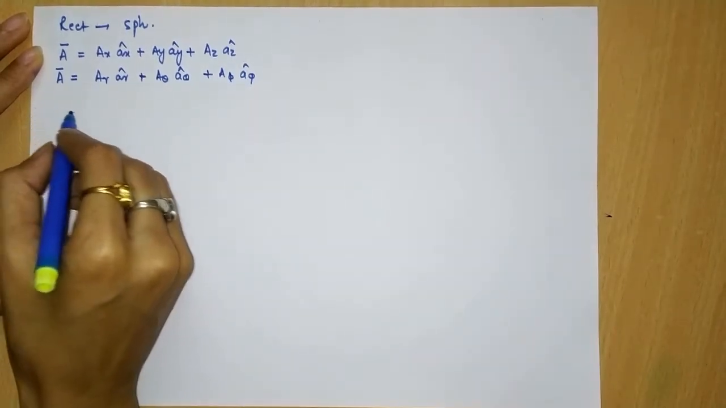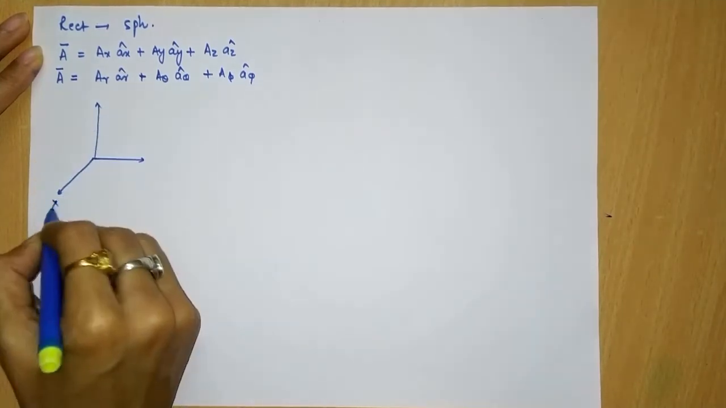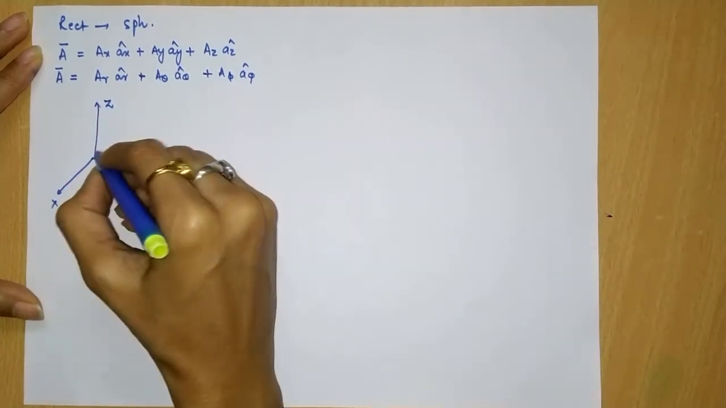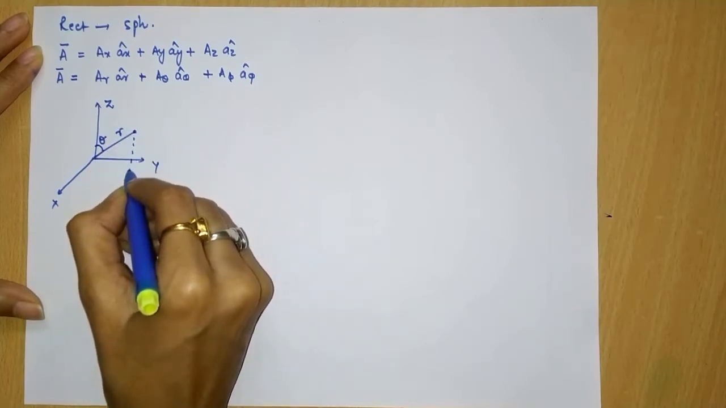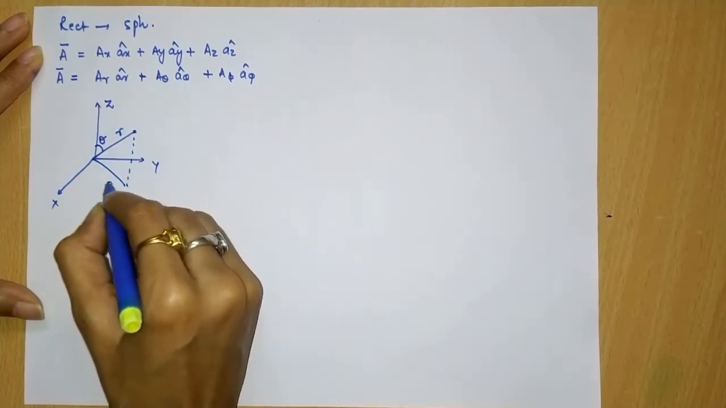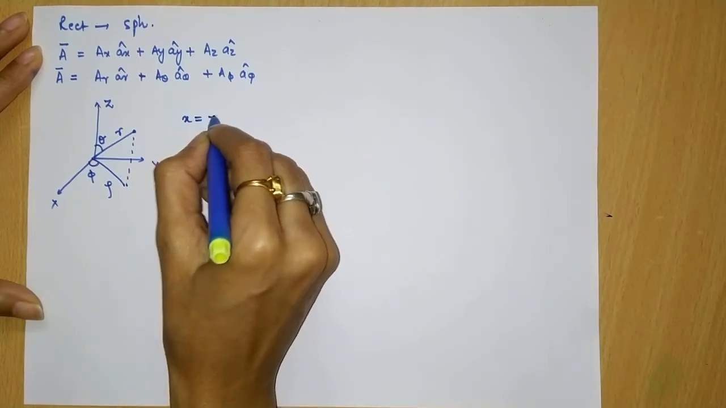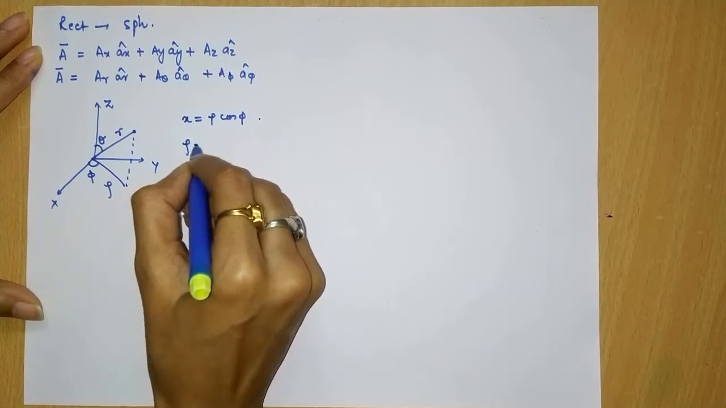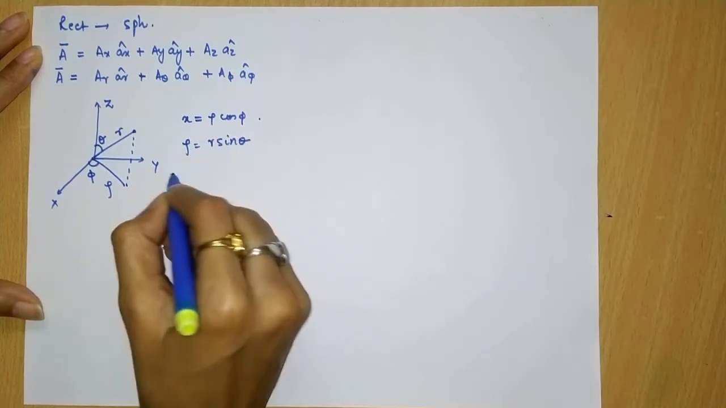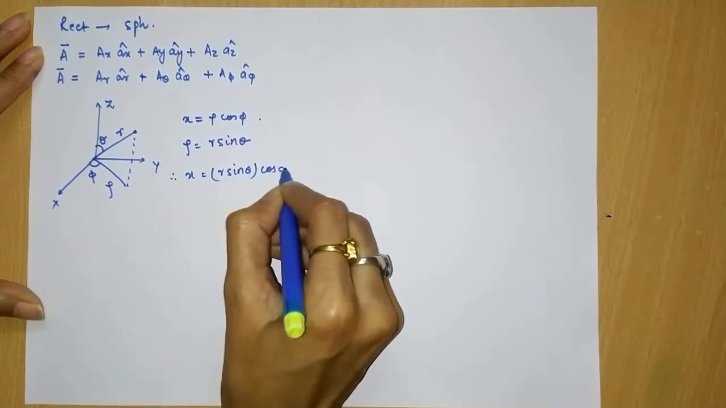Now, if we see on the xyz plane, this is r making angle theta with z. Projection of this on xy plane is rho making angle phi with x-axis. Now, what is the x coordinate? This x coordinate is equal to rho cos phi, as we saw in cylindrical. But here rho is equal to r sin theta.